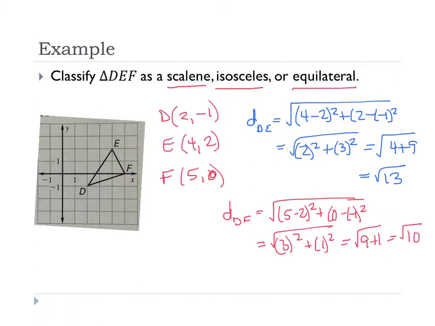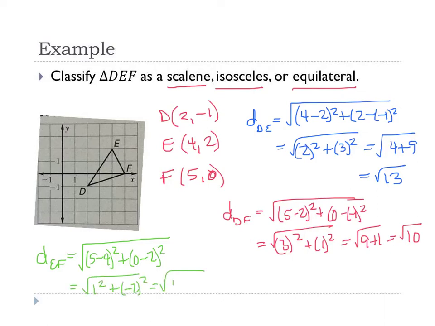And our last one would be the distance from E to F, which really looks a whole lot shorter, doesn't it? So if we did 5 minus 4 squared plus 0 minus 2 squared, we get the square root of 1 squared plus negative 2 squared, which is 1 plus 4, which is the square root of 5. Okay, so looking at those three values, none of them are the same, so this triangle is scalene.